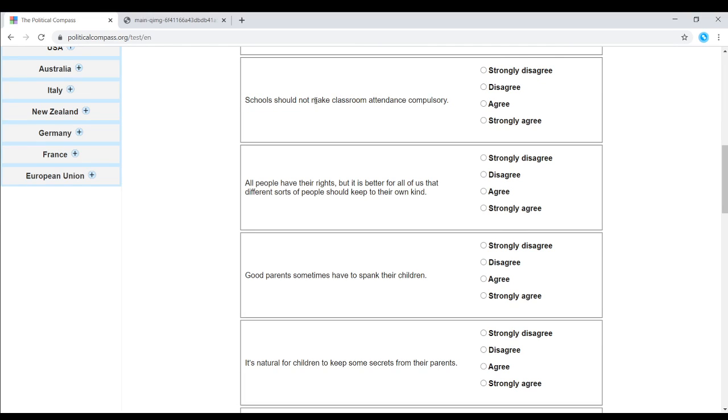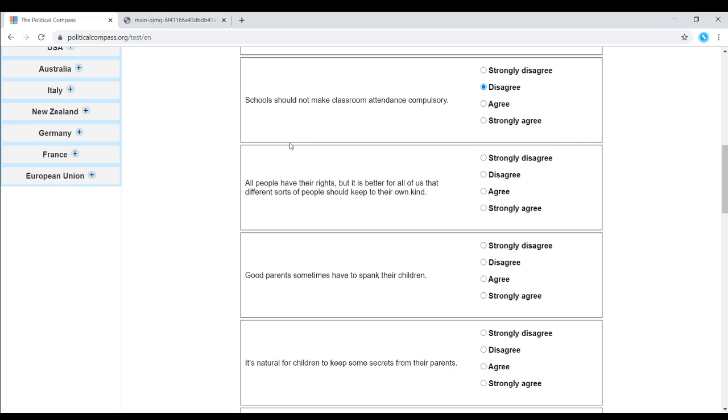Schools should not make classroom attendance compulsory. I'm going to disagree, but the reason I'm going to disagree is because I'm not too sure what this is asking. Because is this exempting homeschooling? It's not making that clear. I think that parents should be allowed to homeschool their children. I think that that is a good thing that society needs to allow for. But I believe also that all children should have access to education.